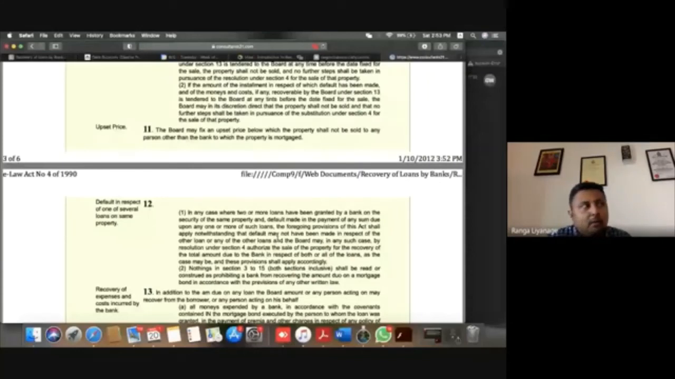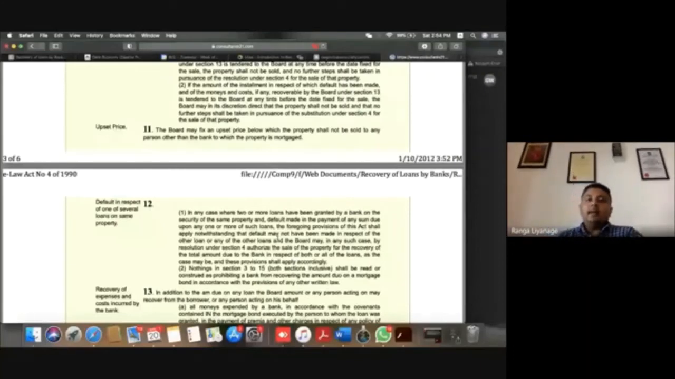And that certificate of sale is subject to payment of stamp duty. Now, there are some important judgments related to recoveries of loans by banks. What are these?